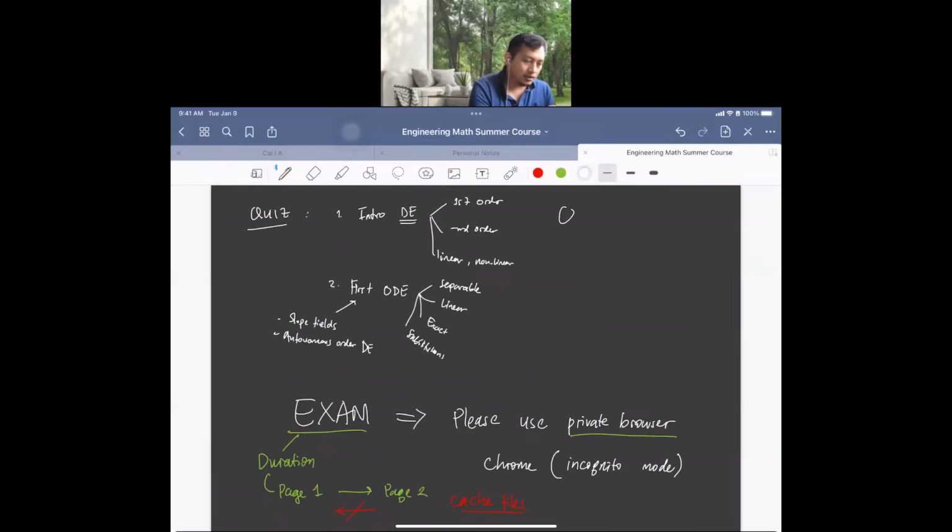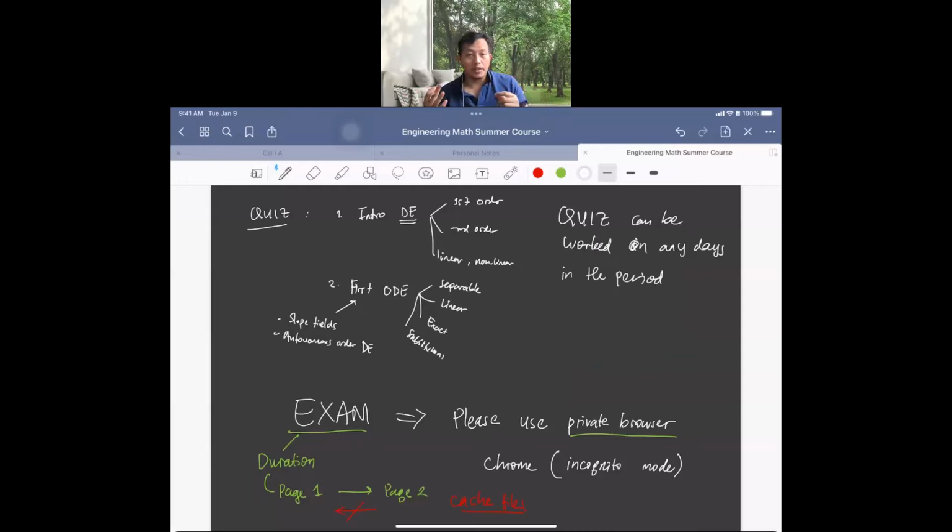The quiz can be worked on any days in the period. For example, I will give you at least 4 to 5 days for the quiz. Either it's tonight or tomorrow morning. So you will have Thursday, Friday, Saturday, Sunday. You at least have 4 days to work on. You can choose which day you are going to work.